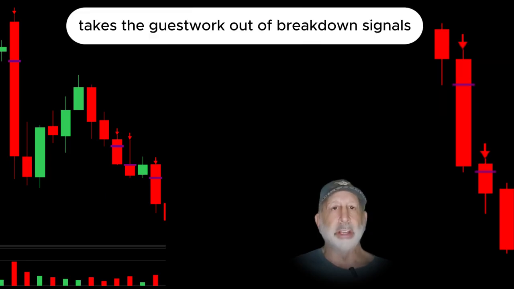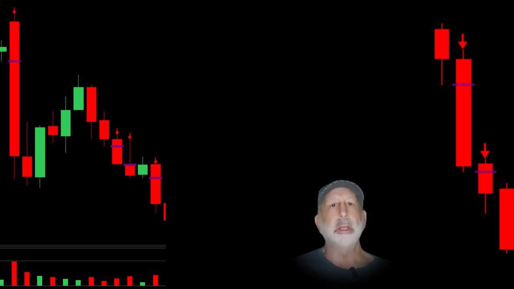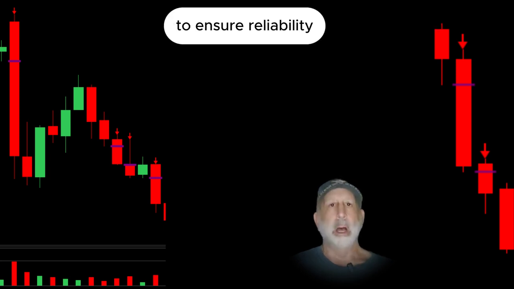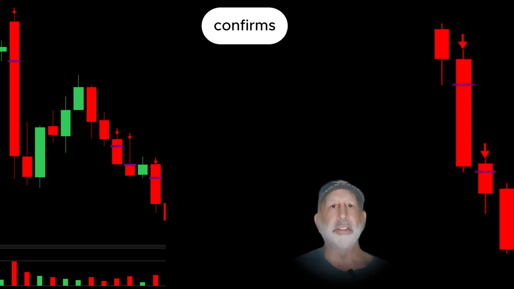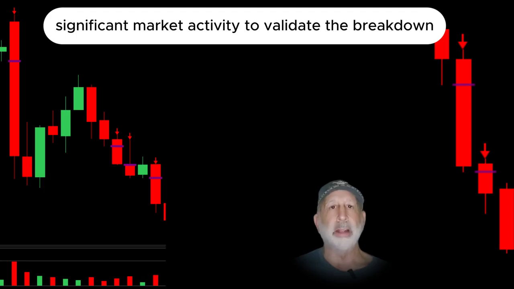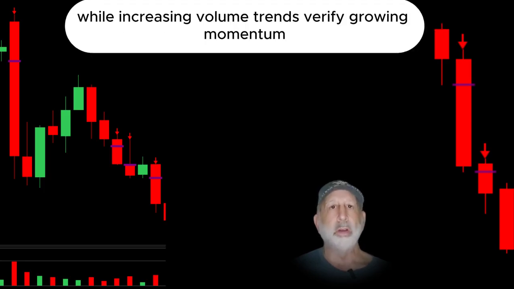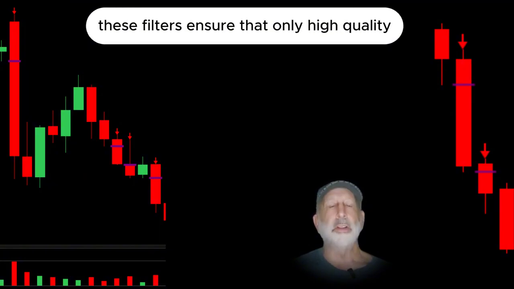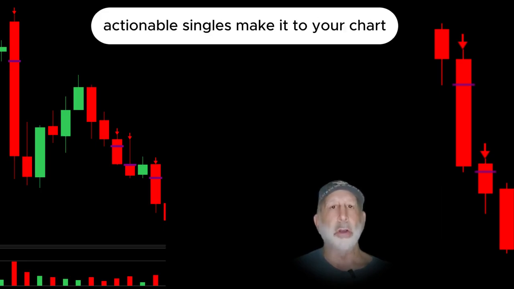Volume validation takes the guesswork out of breakdown signals. The indicator incorporates two volume-based filters to ensure reliability. Above average volume confirms significant market activity to validate the breakdown, while increasing volume trends verify growing momentum, reducing the risk of false signals. These filters ensure that only high-quality, actionable signals make it to your chart so that you can trade with confidence.